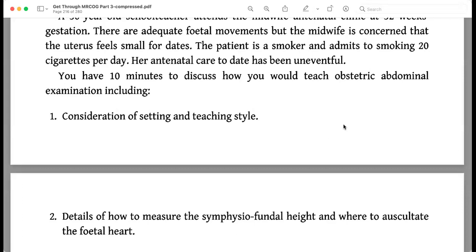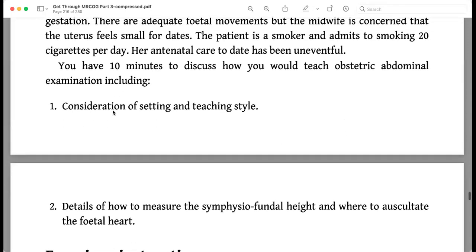Is there any more questions? No, this is a part where you have to cover. Okay. So there's two parts: consideration of teaching style, and details of how to measure the sepsis bundle height, and where to auscultate the fetal heart.